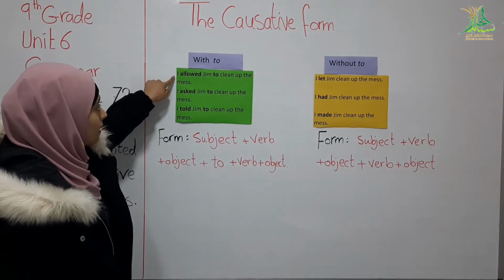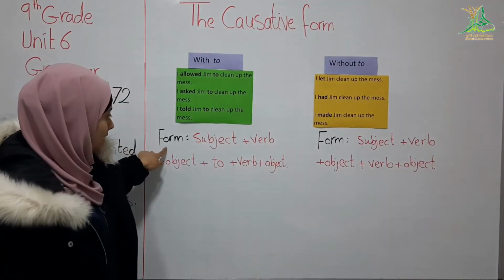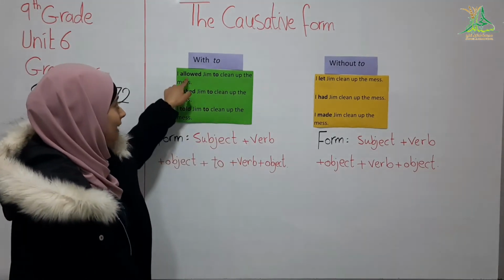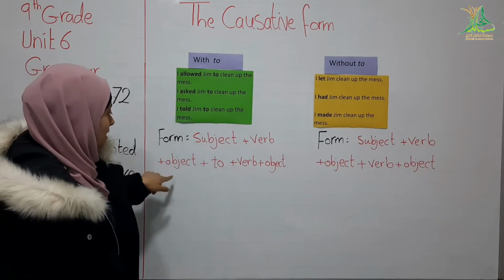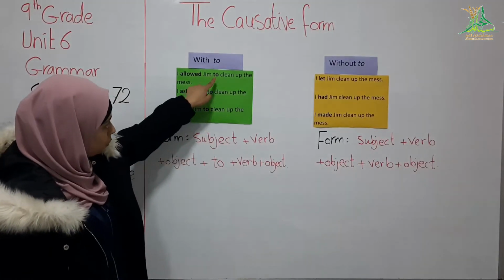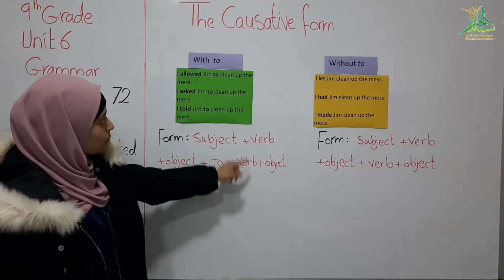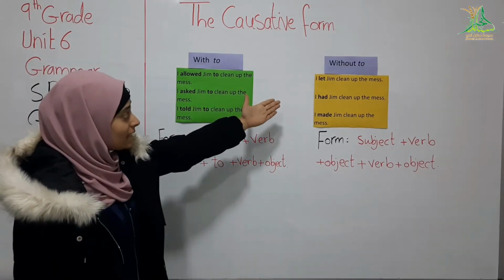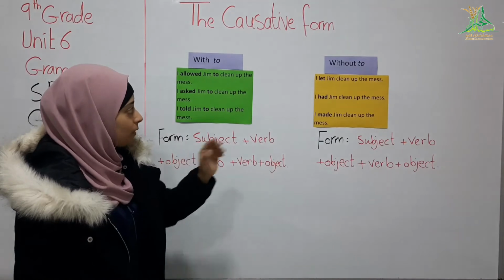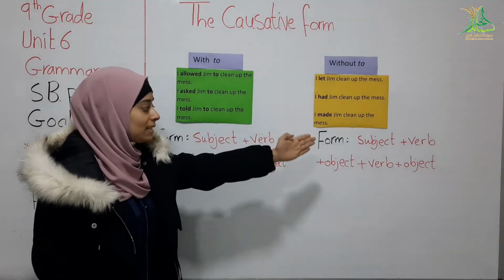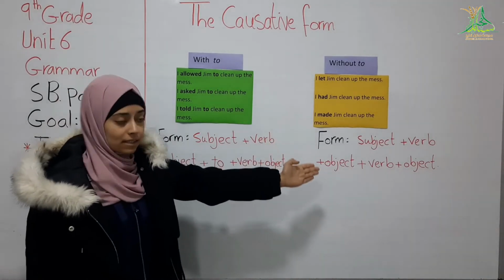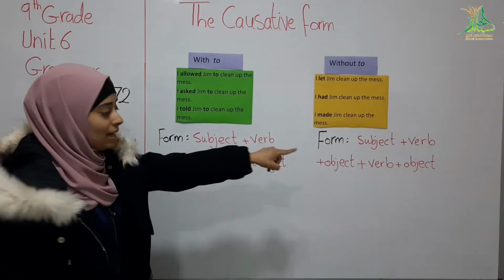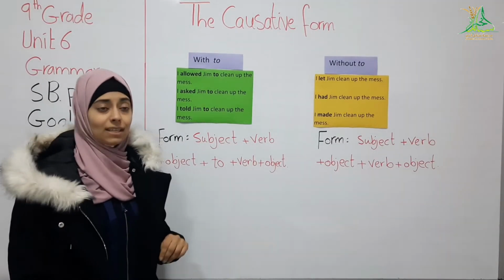So the form that comes with to is like this. We have a subject, I, then we have the verb, allowed, we have an object, Jem, then we have to, here it is, and then we have a verb which is clean up, and the object is the mess. While in this sentence that is without to, the form is going to be subject plus verb plus object plus verb plus object. So it is the same, but here we have to, here we don't have to. Let's see the other examples.